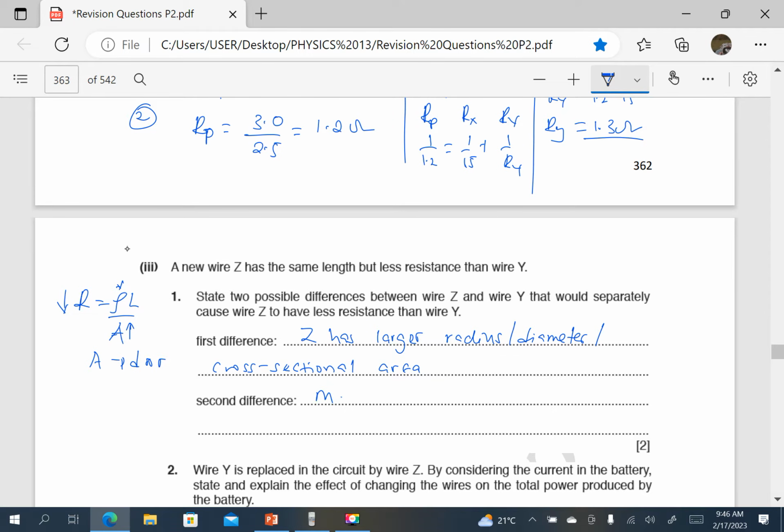So we can say the material for Z is of a smaller resistivity or greater conductivity. So the material for Z could be having a smaller resistivity or it has a greater conductivity. That's why it has a smaller resistance.